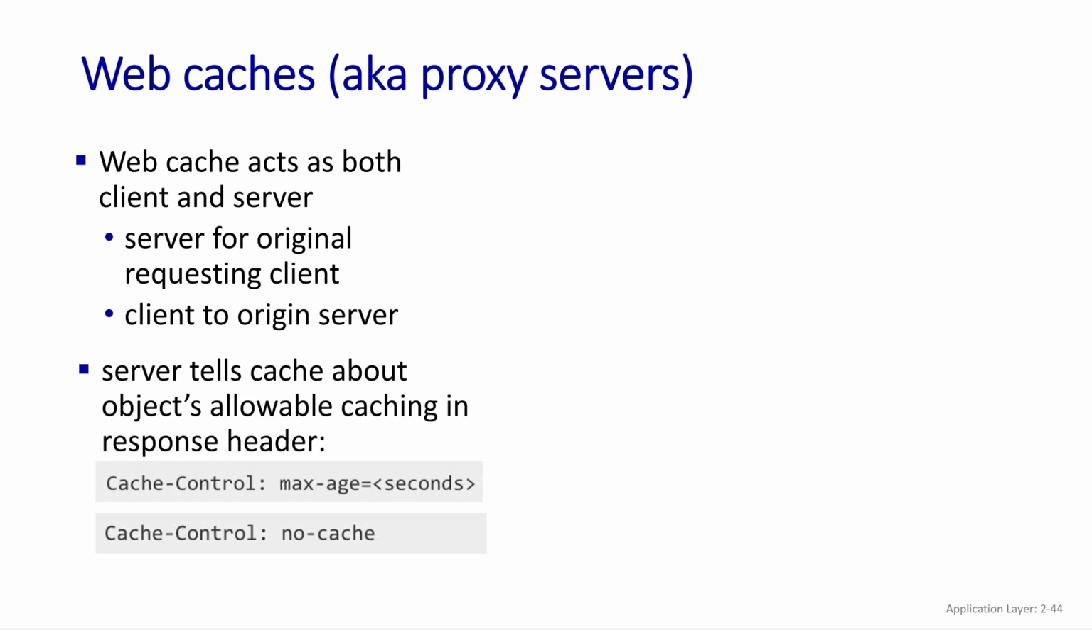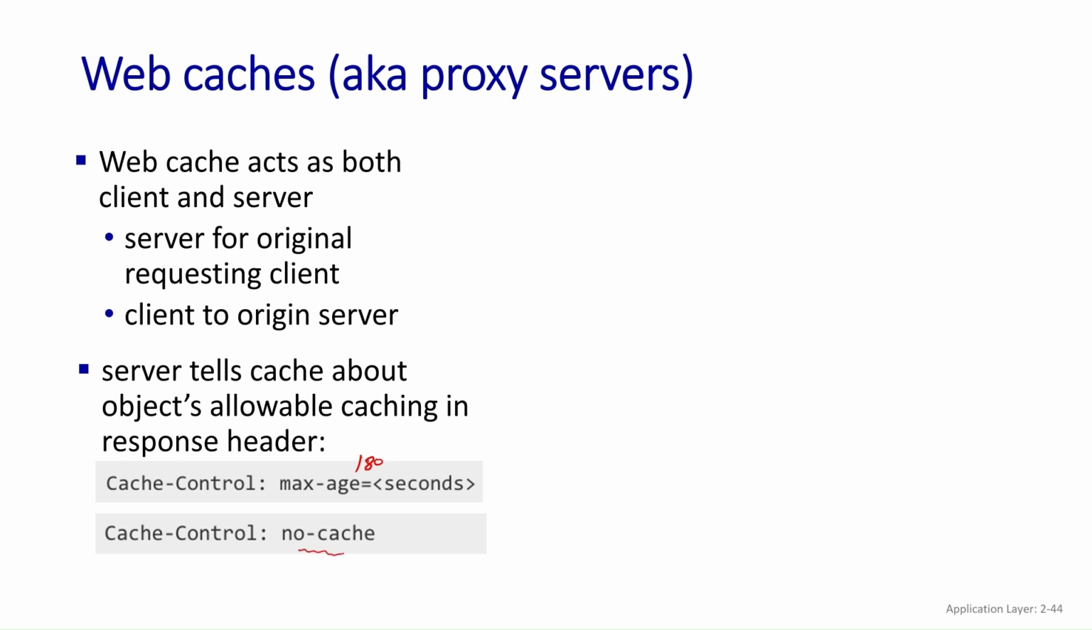So when we send a request to the original server and we receive the web objects, the original server can exactly control which object can be cached and which object cannot be cached. For example, we can have this cache control field in the response headers, and we can specify the maximum age in seconds. For example, for 180 seconds this object can be cached. After that, this object should not be cached. Or I can say this object cannot be cached, so caching is not allowed.